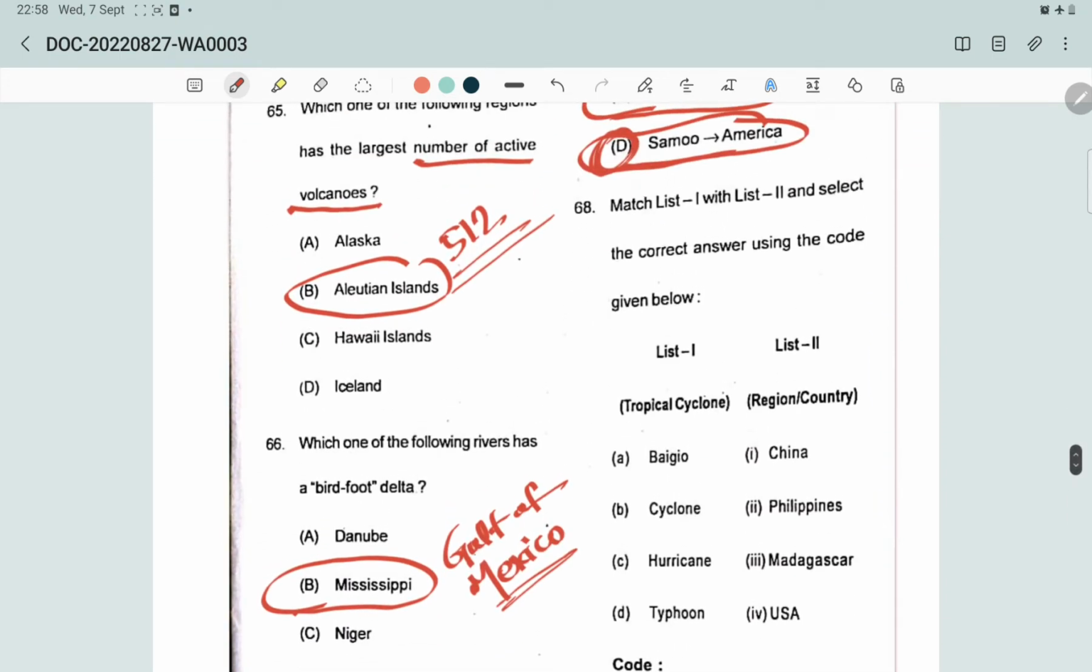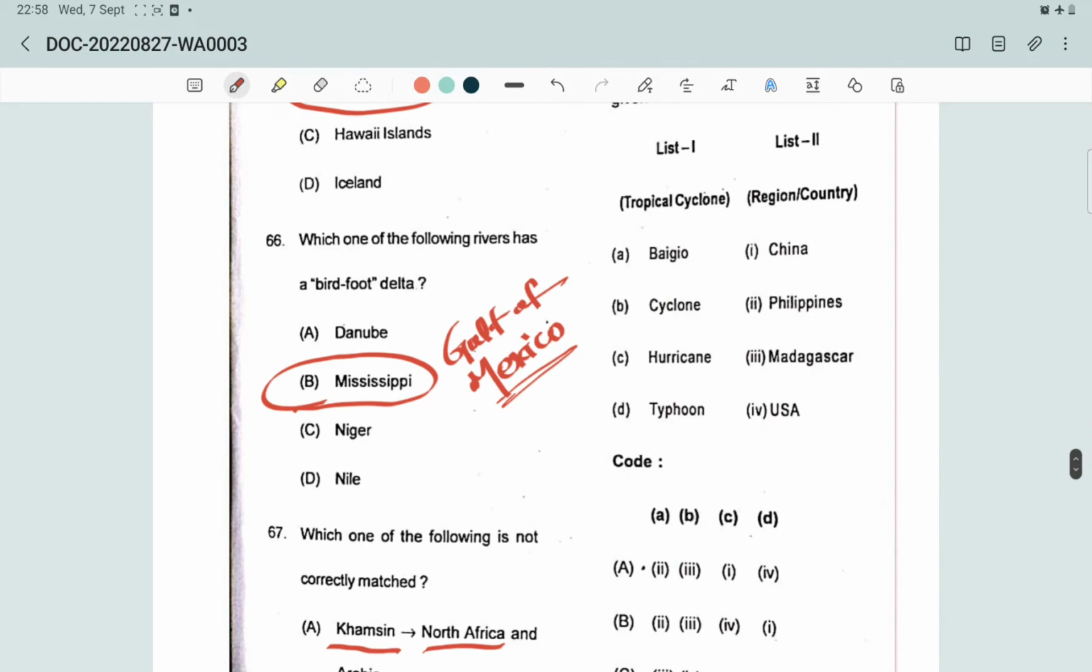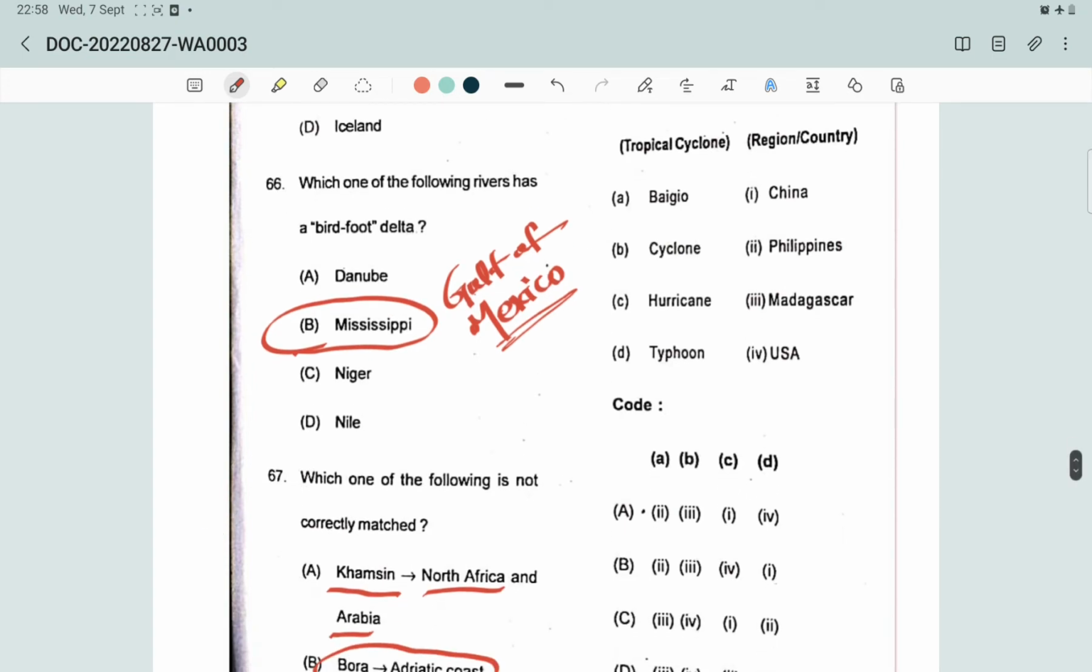Then question number 68, match list 1 with list 2 and select the correct answer using the code given below. In list 1 there are some tropical cyclones, and in list 2 there are some regions or countries that the cyclones are associated with. The first one is the Baguio. Baguio is the local term for tropical cyclone in the Philippines, so we can say that Baguio is associated with Philippines.